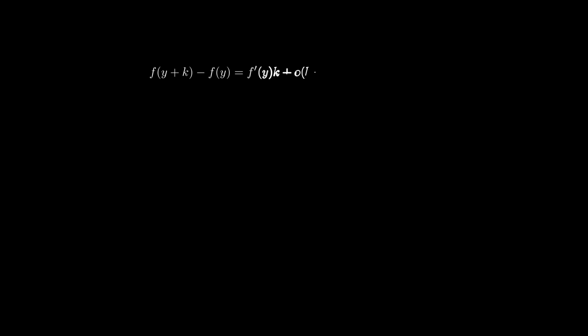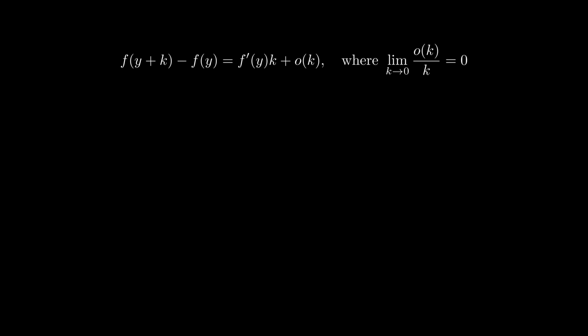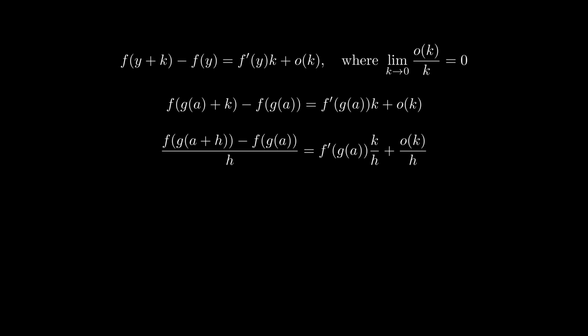To solve this problem rigorously, we resort to the definition of differentiability using little o notation. This allows us to express the increment of function f as its linear part plus an error term that vanishes much faster than k. Now, we substitute y with g of a. We obtain the exact difference of the composite function without needing any forbidden division. To find the derivative, we divide the entire equation by the increment h. Notice that here we are dividing only by h, which we know is never 0.